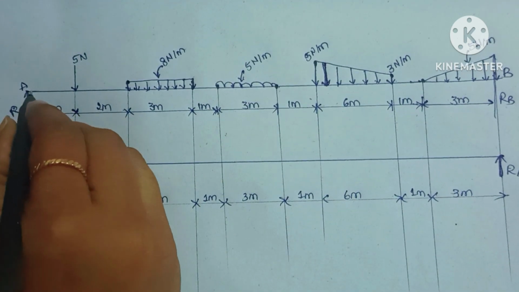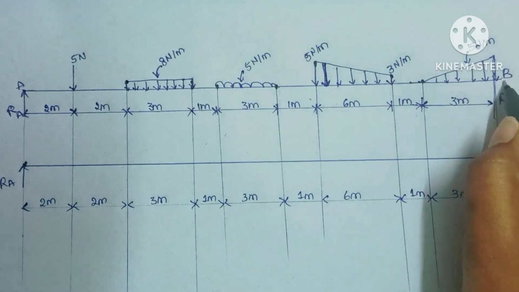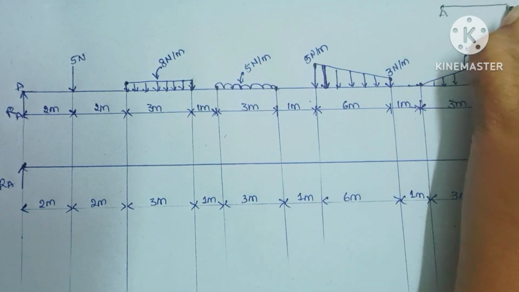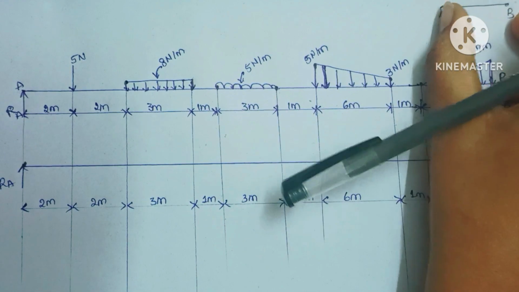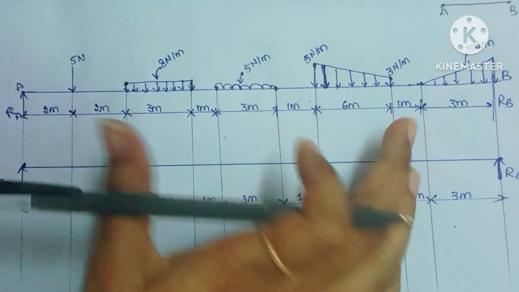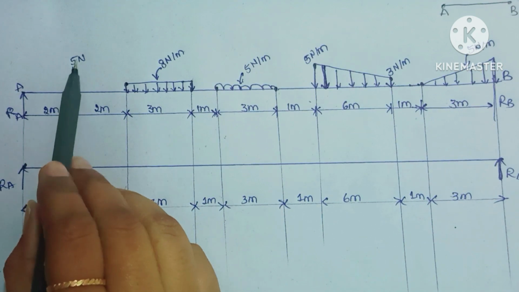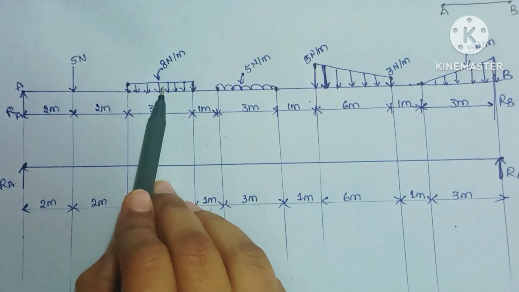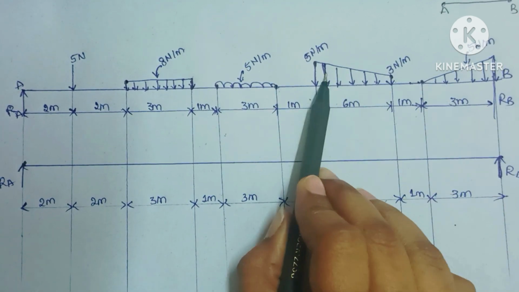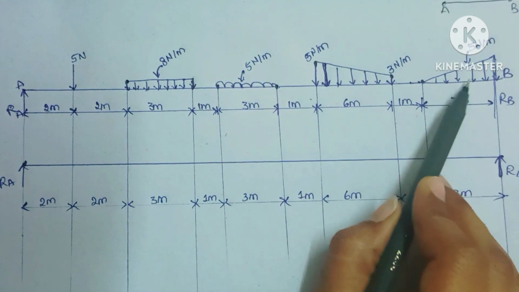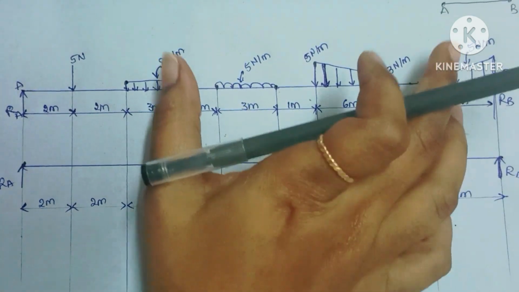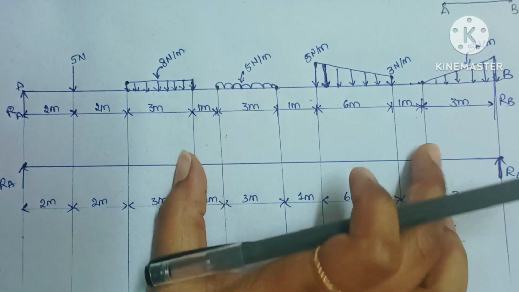This problem is a beam. Here they are given beam A and B. I represented the beam like this with a line, A, B. The beam AB, having this much length, has a point load, uniformly distributed loads and uniformly varying loads. This is a trapezoidally distributed load. This one is a triangularly distributed load. Now we will see how to convert these loads into point loads.